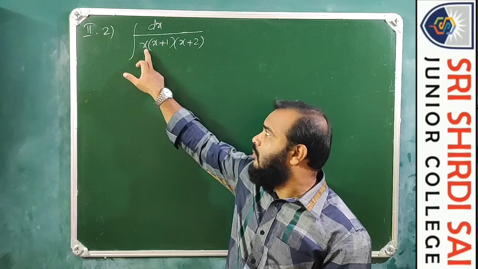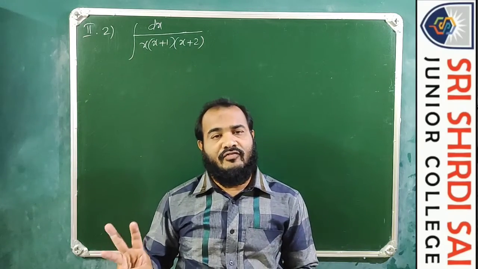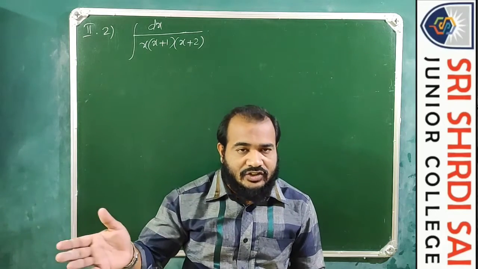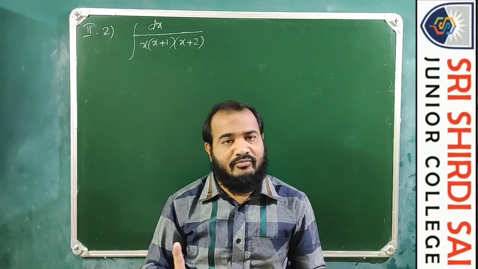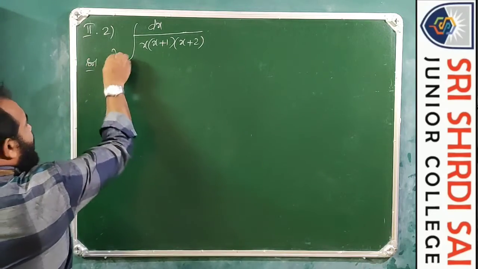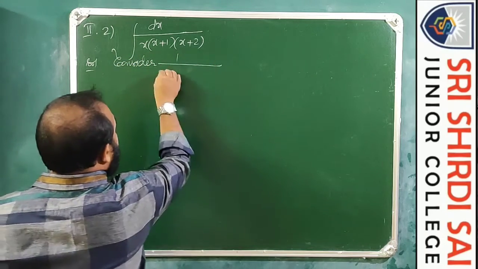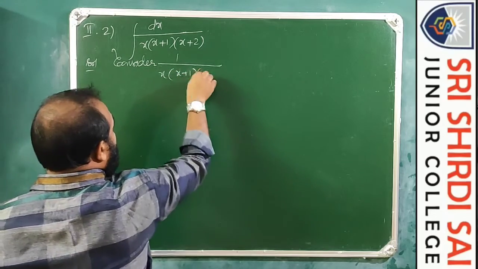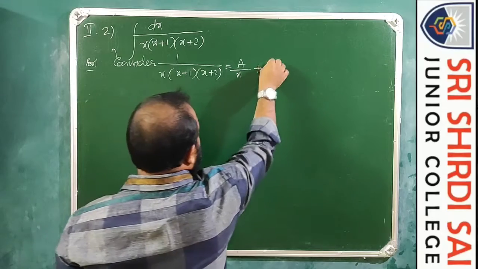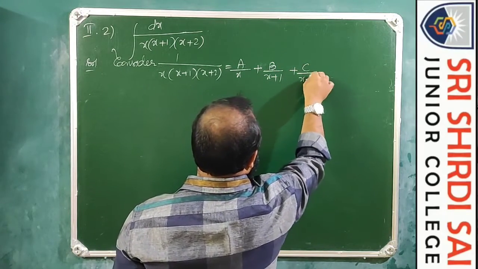Furthermore, the denominator contains x, x plus 1, x plus 2, three non-repeated linear factors. For every non-repeated linear factor, there corresponds a partial fraction of the form A by ax plus b type. So first, let us consider 1 by x into x plus 1 into x plus 2 equals A by x plus B by x plus 1 plus C by x plus 2.